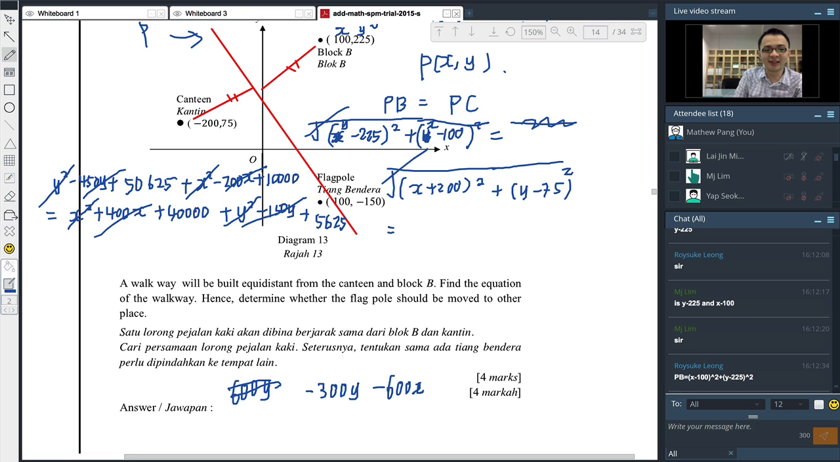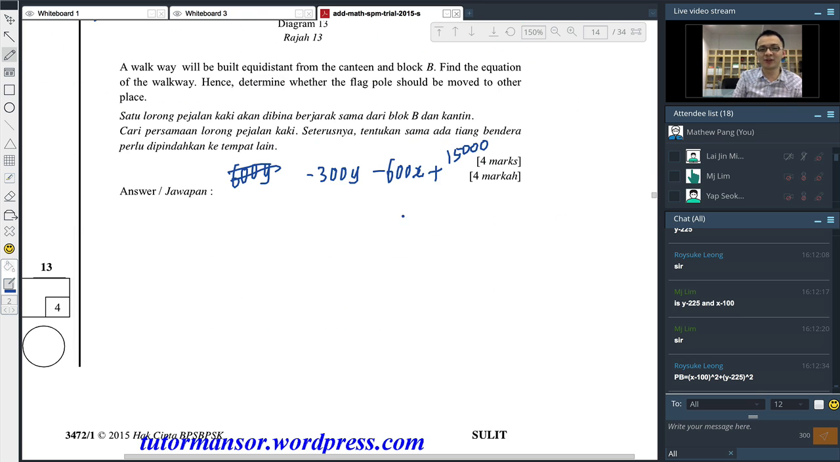Okay, and this number, we have to solve 50625 plus 10,000 minus 40,000 minus 5625, plus 15000. Okay, because I will make y equals to mx plus c, but I divide 300 first.